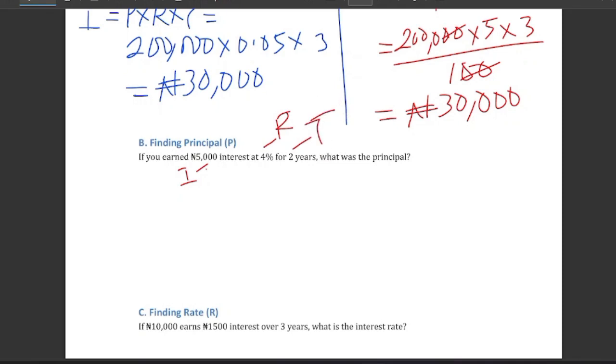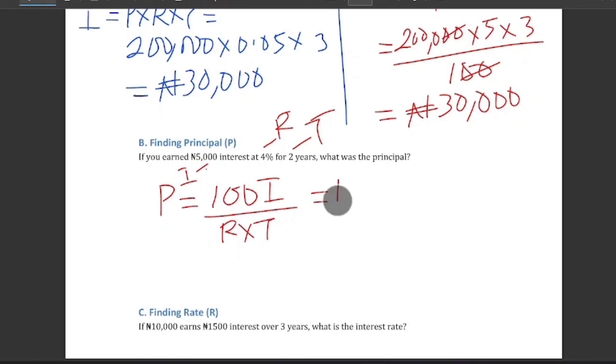So what was the principal? That is your main money in this. So that's what we're going to look at. The formula is P equals 100I, that is 100 times interest, divided by rate times time. So that is it.